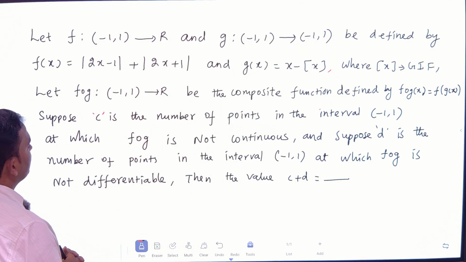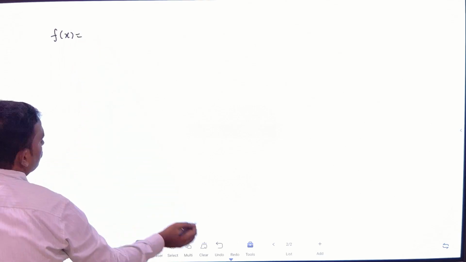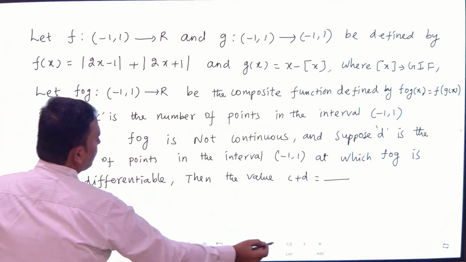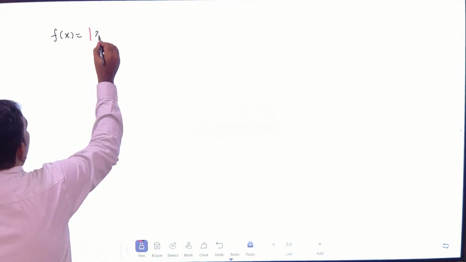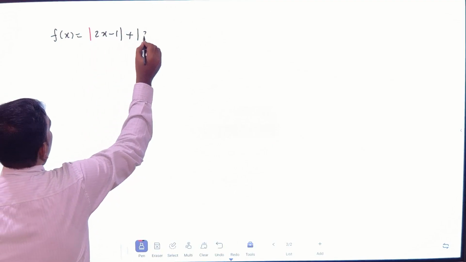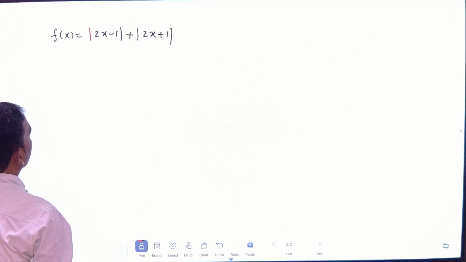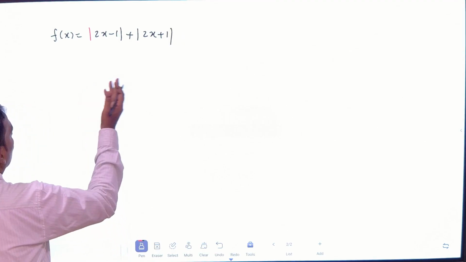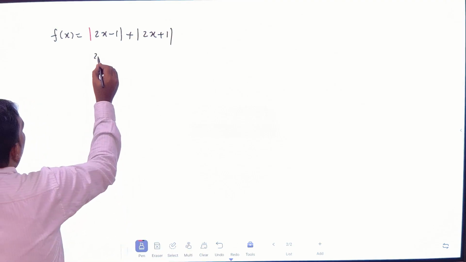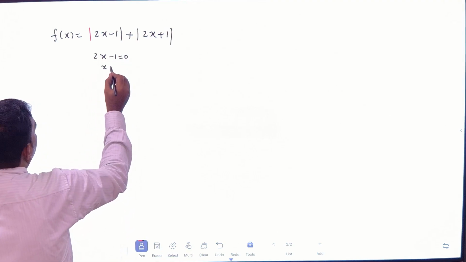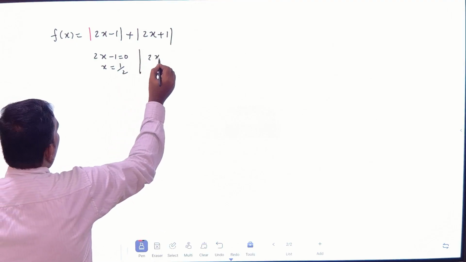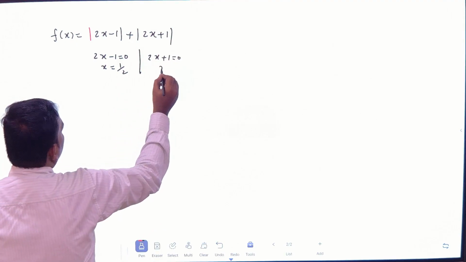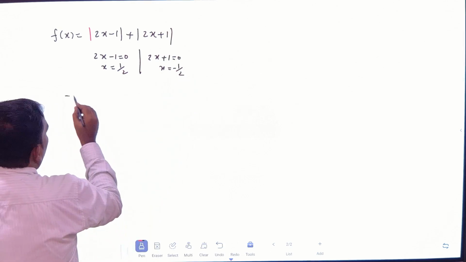Okay, so let us take another page and discuss this quickly. First, f of x, what is given to you? Modulus of 2x minus 1 plus modulus of 2x plus 1, right? Okay, fine. So how to redefine the function? You already know the mod x definition, right? So the breaking point here is 2x minus 1 equal to 0, x equal to 1 by 2. Here 2x plus 1 equal to 0, x equal to minus 1 by 2. These are the breaking points.